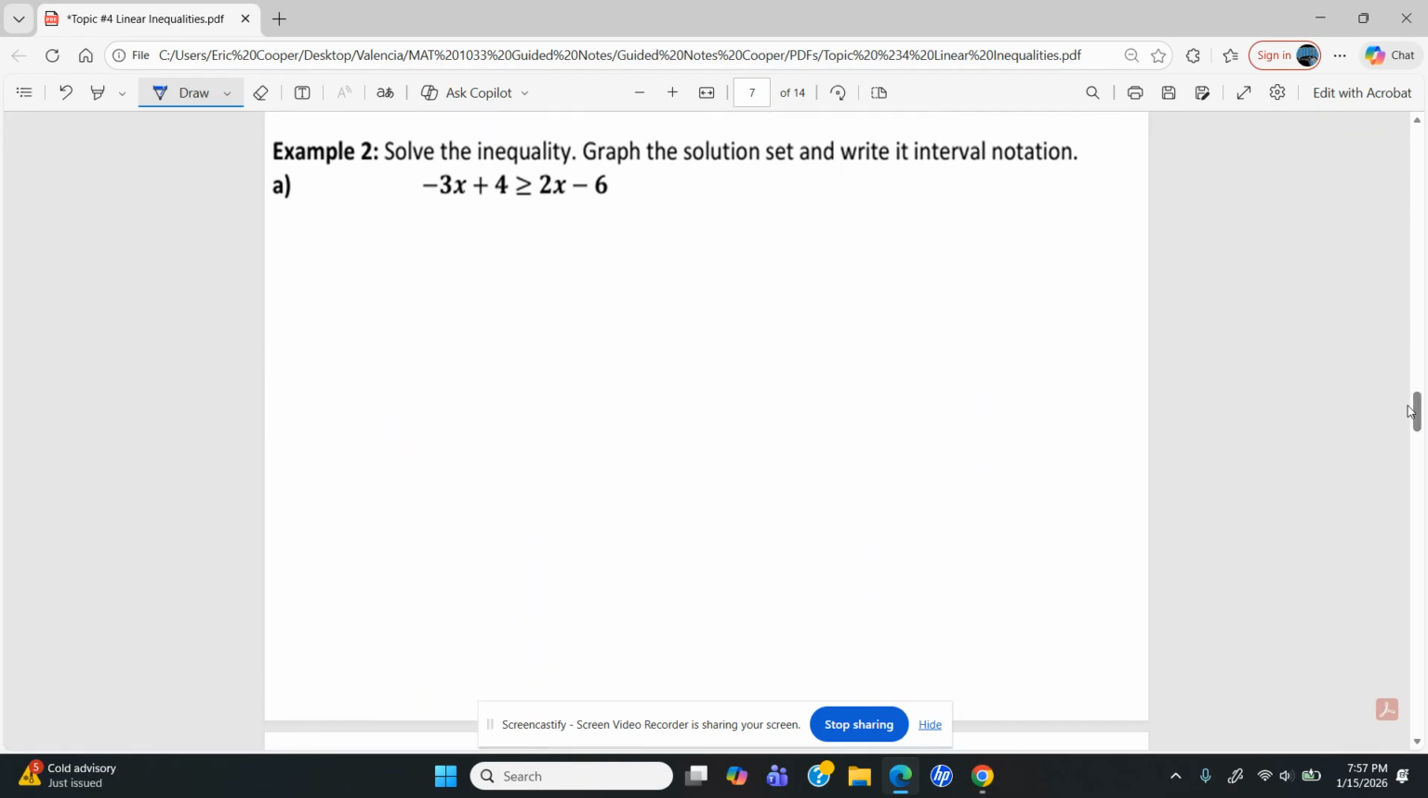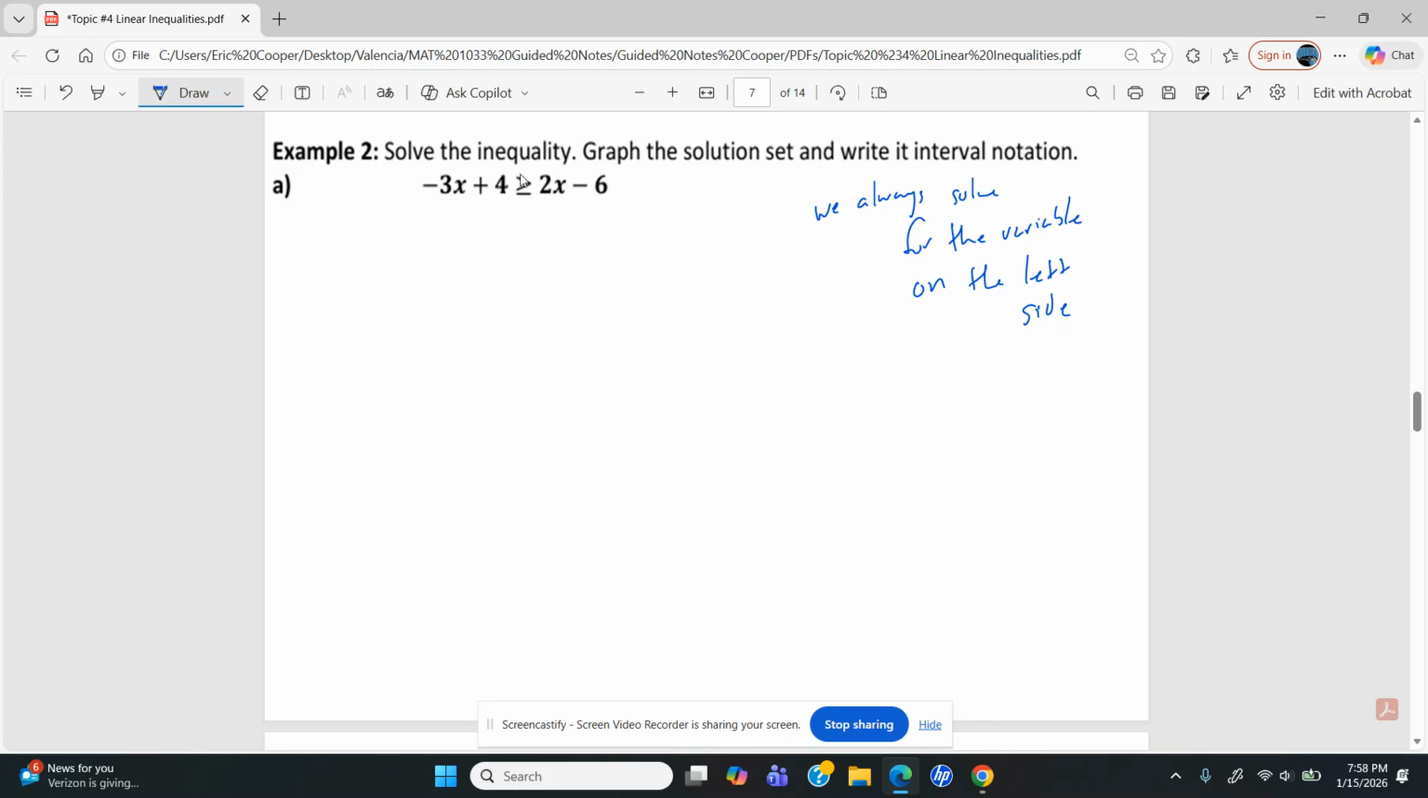Let's go through and solve some inequalities. We'll graph it, and then we'll write the answer in interval notation. We're going to do this very similar to how we did linear equations back in topic number 1. The only difference is we always solve for the variable on the left side. This is different than how we did it in equations. In equations, we didn't care which side we solved it on. But in inequalities, it makes it easier if we solve the variable on the left side.